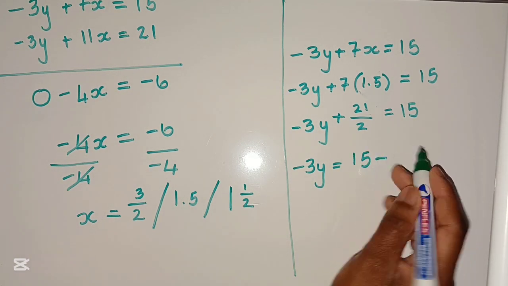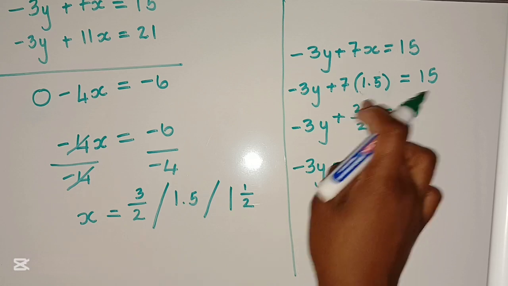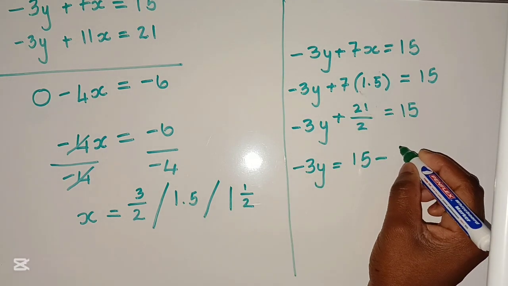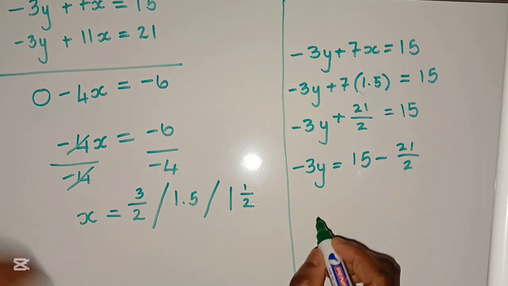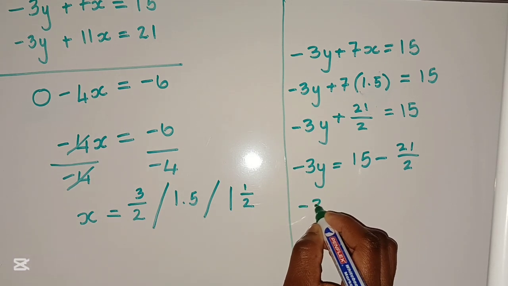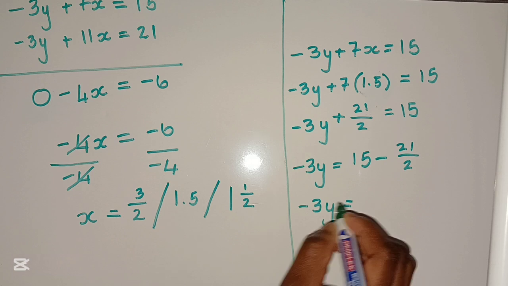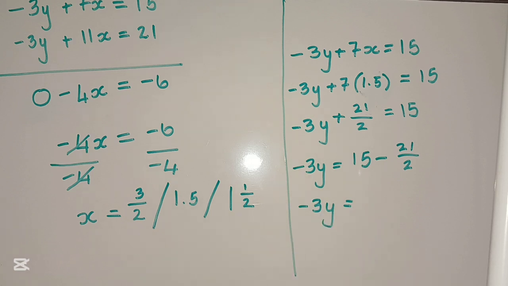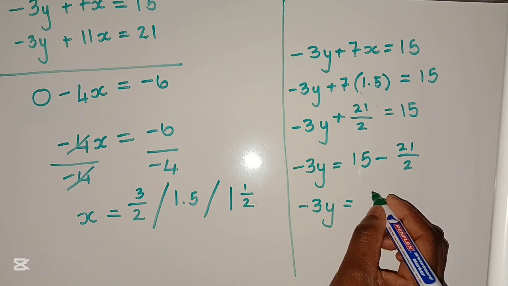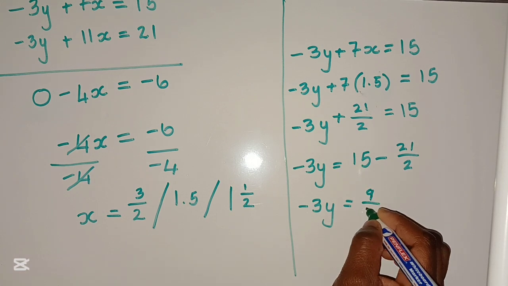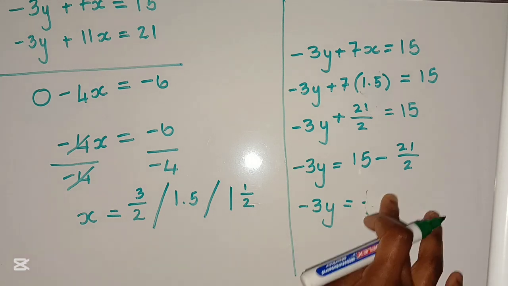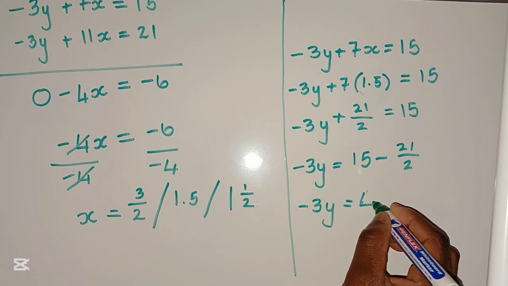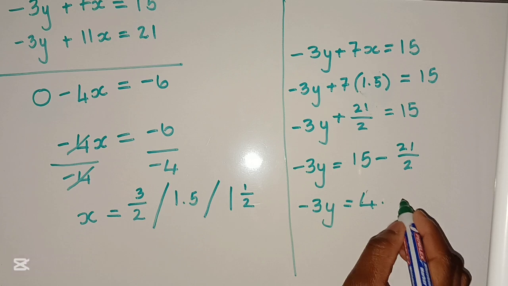15 minus, I move 21/2 to the other side of the equal sign. So -3y equals 15 minus 21/2, which is 9 over 2. Let me put it in decimal form, 4.5.